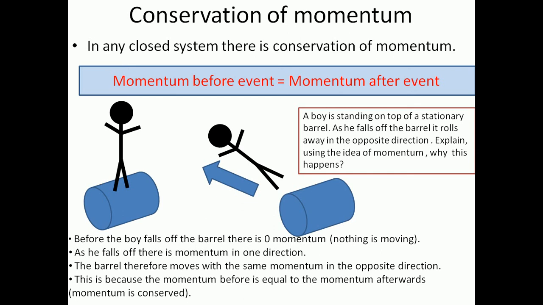So the barrel moves backwards with the same momentum as the boy but in the opposite direction. And this is, as I said before, because of conservation of momentum. The momentum before must equal the momentum afterwards.